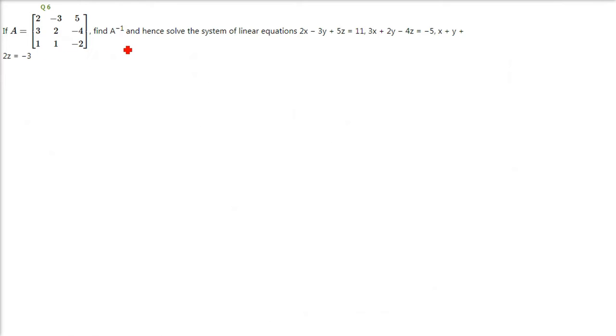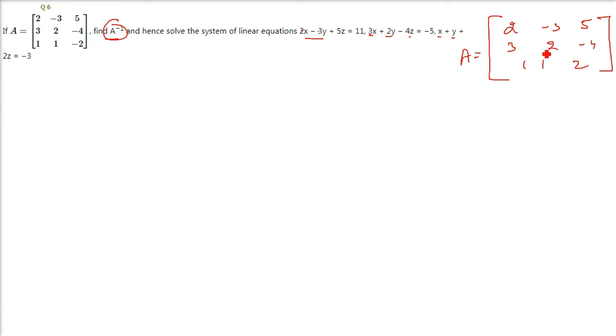This is A, we have to find out A inverse and also solve these equations. When we observe these equations closely, you will see that they are nothing but the given matrix. So 2, minus 3, 5. I am taking now 3, 2, minus 4 from the equation. Then 1, 1 and 1, 1, 2. This is your A matrix.